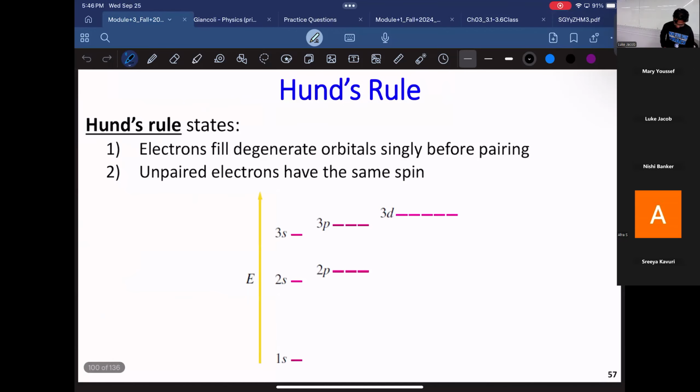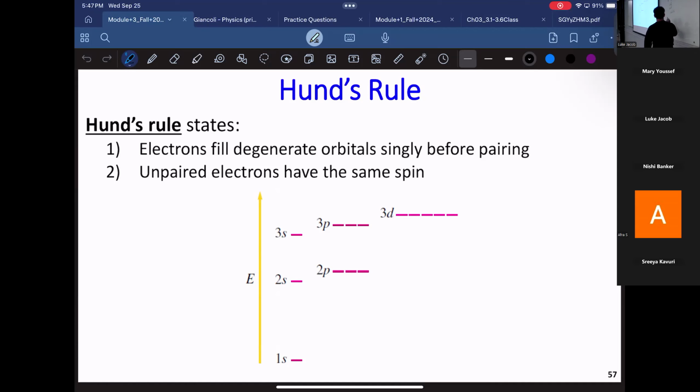Okay. So, Hund's rule. Hund's rule is that degenerate orbitals will get filled up and unpaired electrons will have the same spin. That's what I was saying with the nitrogen example. Nitrogen has 7 electrons: 1s2, 2s2, 2p3. If I were to draw out the orbitals, this is 1s, this is 2s, and 2p would be like this. That's the rule with Hund's rule: unpaired electrons will have the same spin.